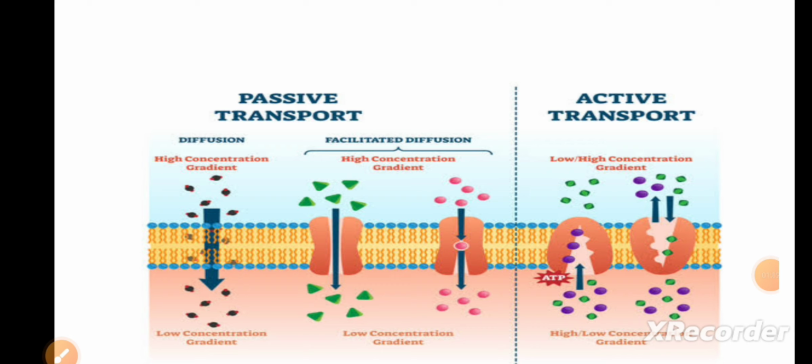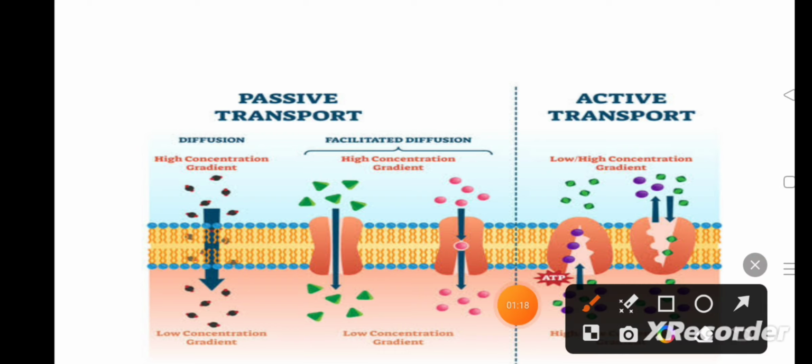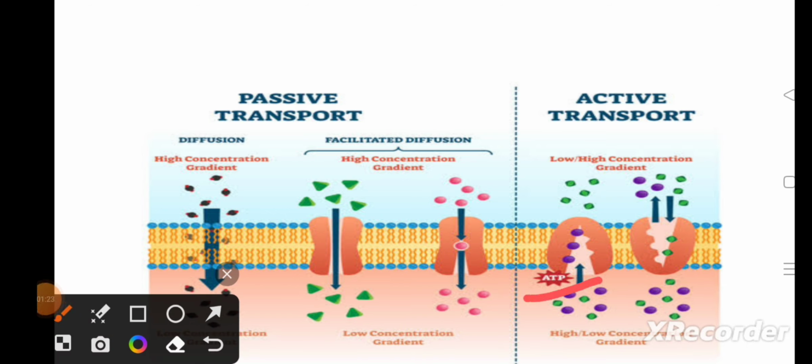But if we talk about active transport, here ATP involvement is there. The involvement of ATP will be there. That means the substance is being transferred from lower concentration gradient to higher concentration gradient, whereas the force of the concentration gradient is always pushing from higher concentration to lower concentration.